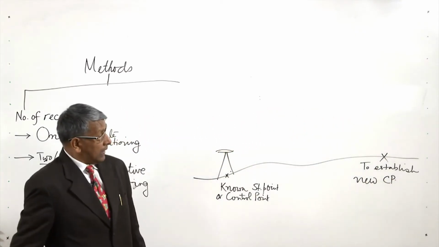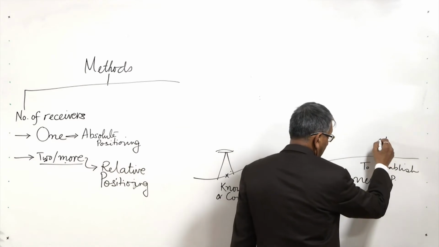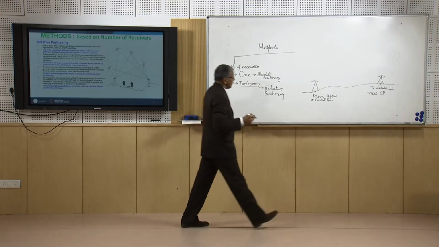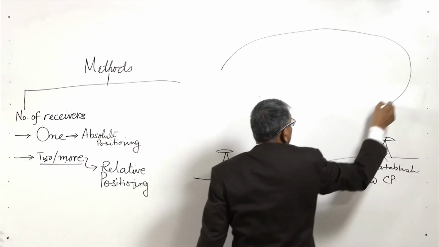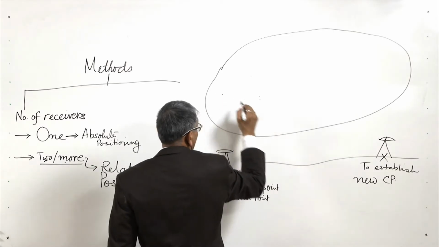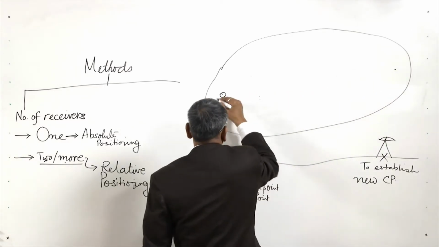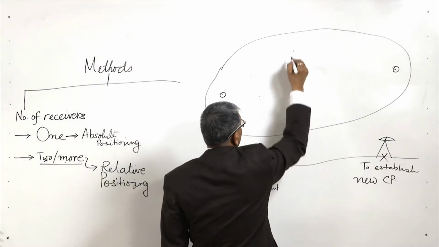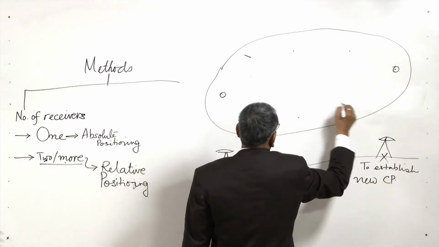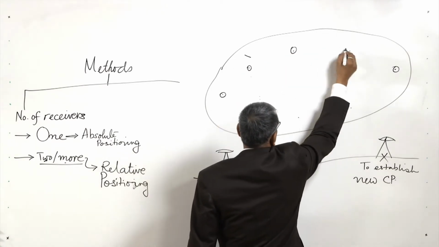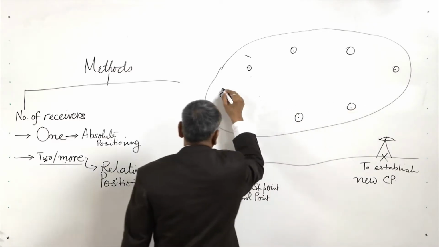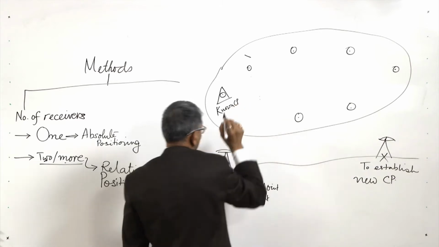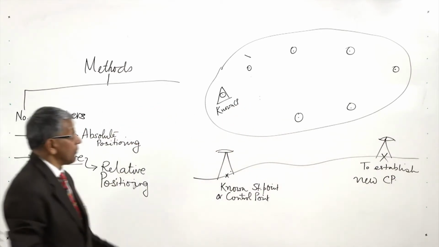So here again we will set up our instrument. Now suppose this is an area, and if we take the sectional view of it, we may need to establish many other control points. This is the known control point, and there are many other control points we want to establish.